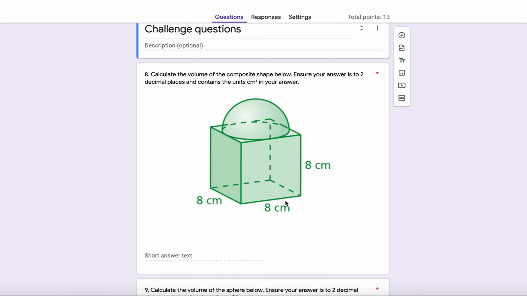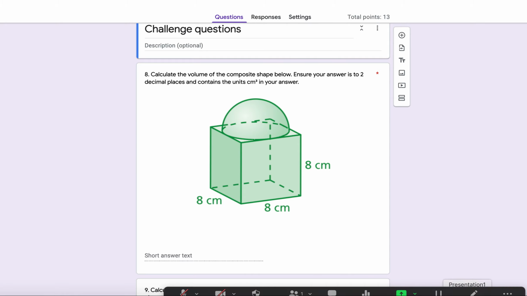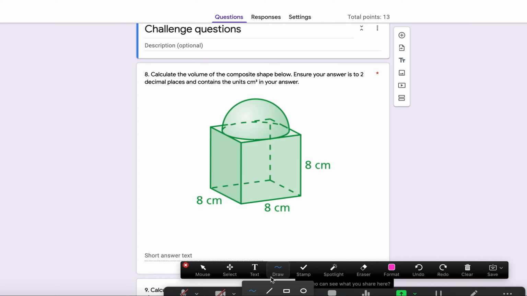So let's start off with the easy part first. Let's find the volume of the cube because we all know how to do that now. And if not, that's okay because I'm going to go through that in a minute.